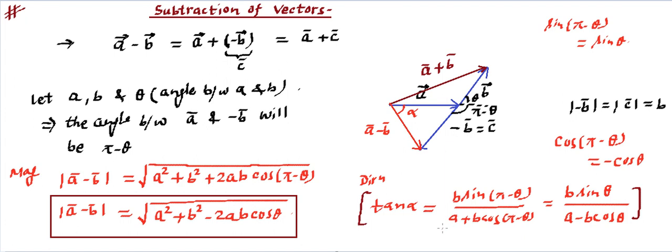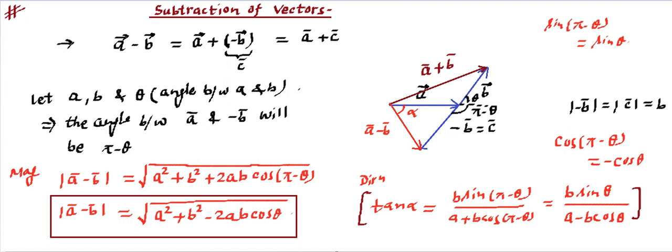Now if you are interested to find the direction from the vector B, then you can place another tan beta formula that you have already learned. Making sense? So subtraction of vector is basically addition of vector, in which the second vector has to be reversed. And by reversing this, the initial angle theta between these two vectors will now be pi minus theta. Okay, so these are the two important formulas that we use for subtraction of two vectors.